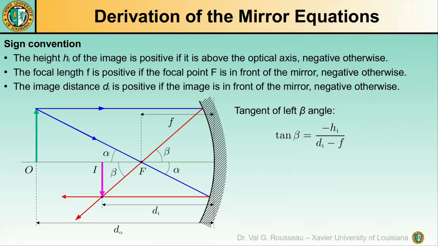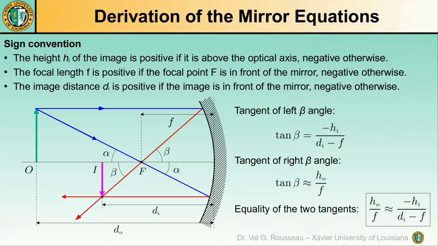Now we do the same thing for the angle beta. For the tangent of the left angle, the opposite side is the image's height, hi, to which we need to add again a negative sign. The adjacent side is the image distance di minus the focal length f. For the tangent of the right beta angle, the opposite side is almost the object's height ho, and the adjacent side is the focal length f. Like before, we can equate the two expressions of the tangent and we obtain a second temporary equation.